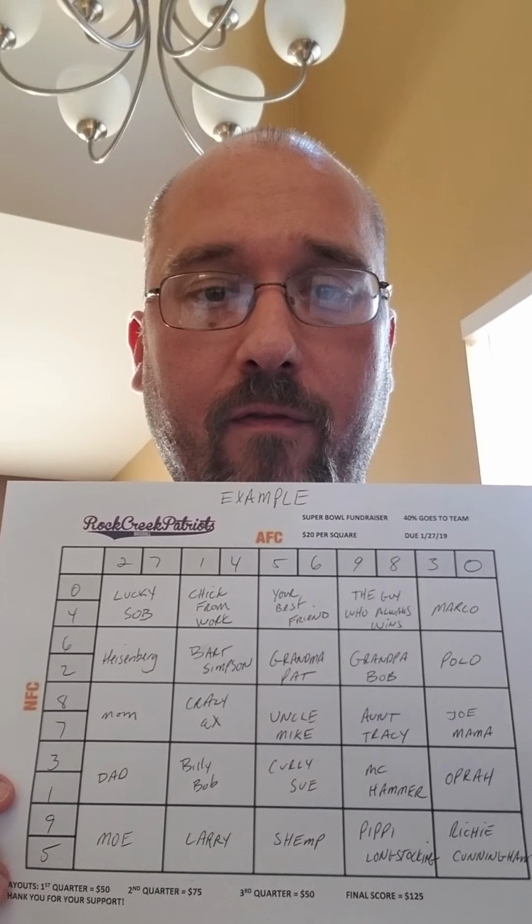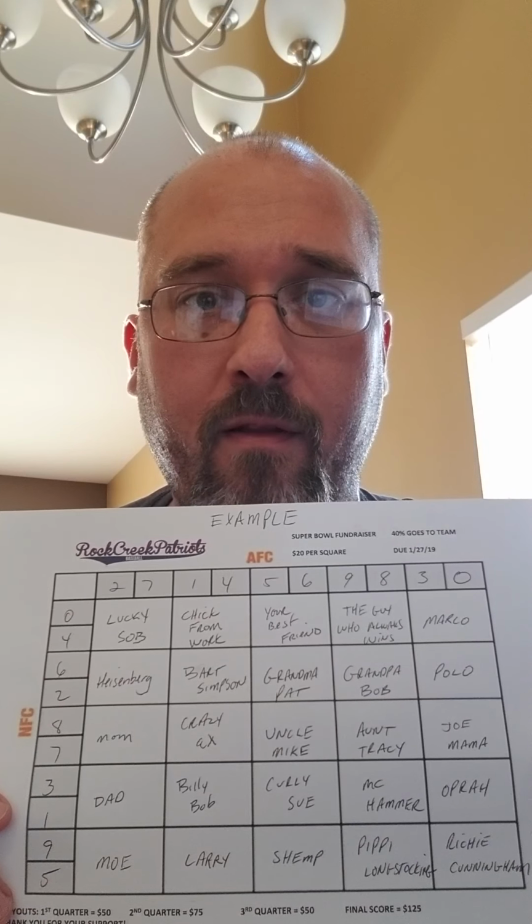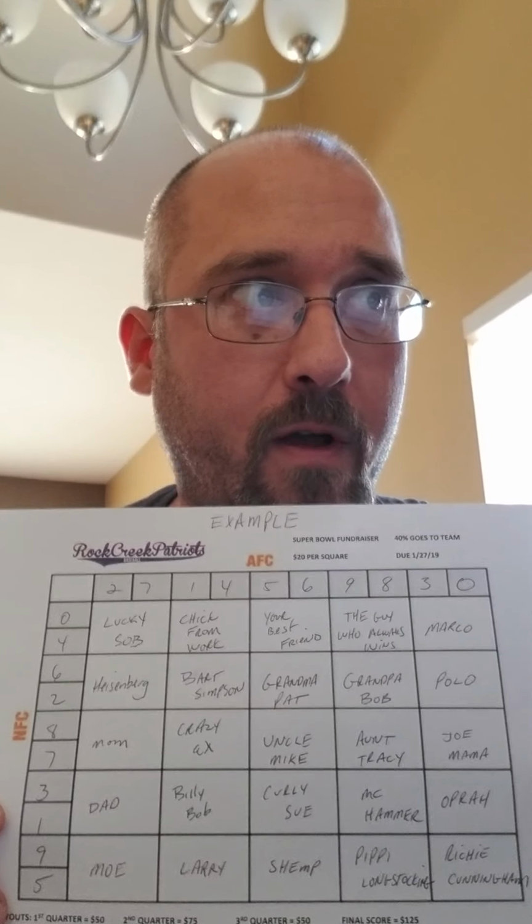We'll pay out 50 bucks for the first and third quarter, 75 for halftime, and 125 for the final score. It is important to note that if the game is tied at the end of the fourth quarter, that's not the final payout. We wait until overtime, until the final score, to pay out the fourth quarter, okay?